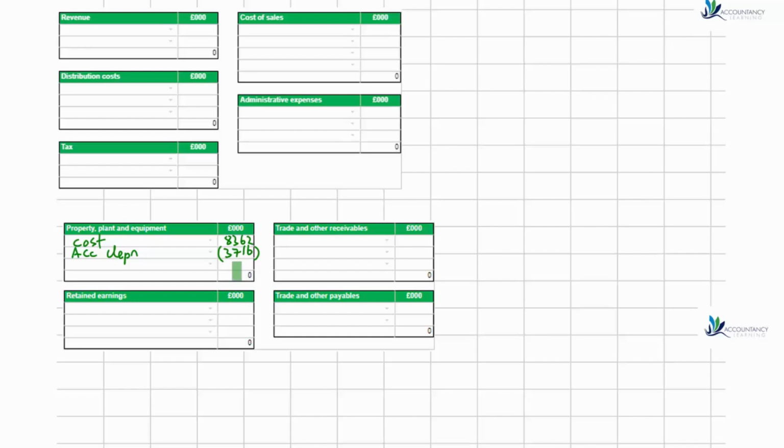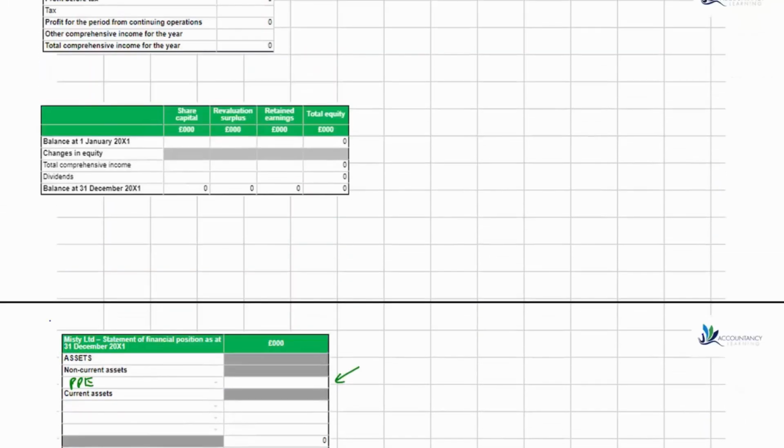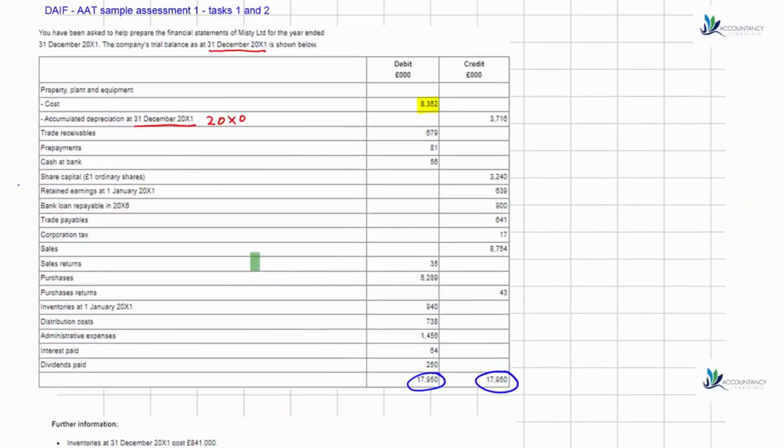Notice that there is a total provided in the workings, and these will automatically increase as you add more numbers. But in our debrief, because we're just using some screenshots here, that's not happening. Okay, so we've used that number, so we can highlight that in our trial balance. We've used it, so that means we don't have to look at it again.